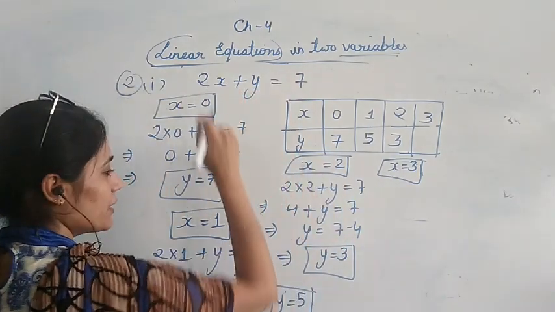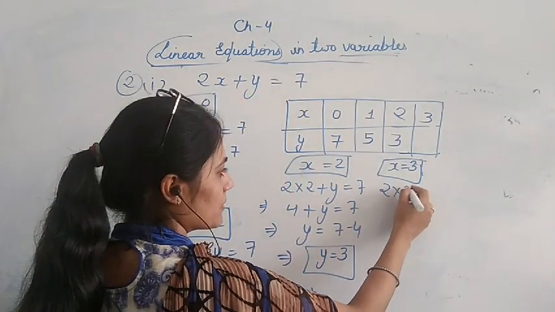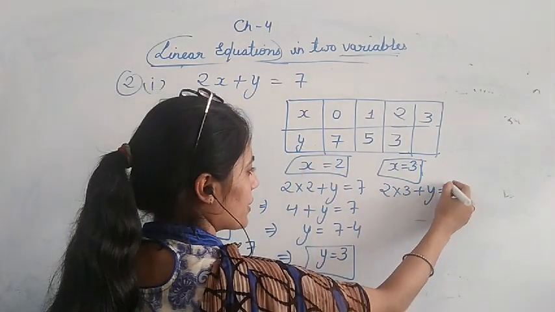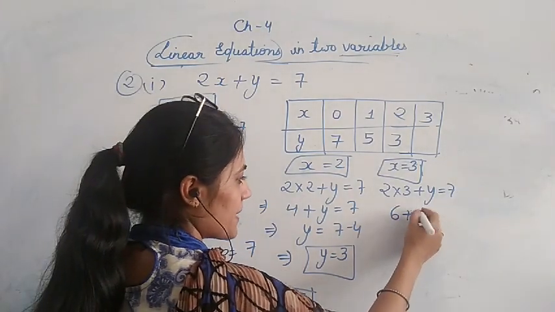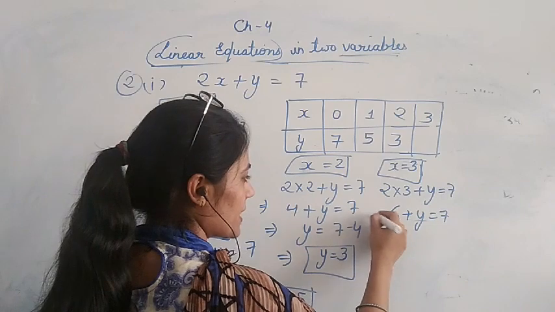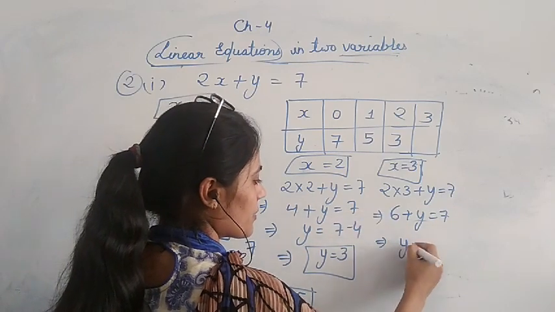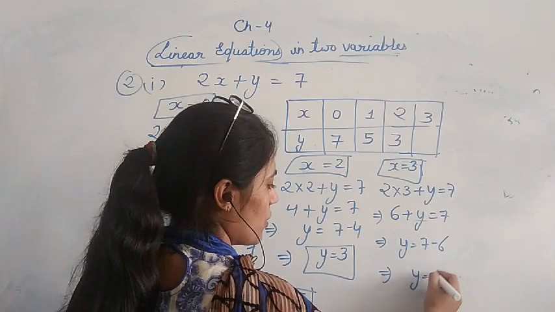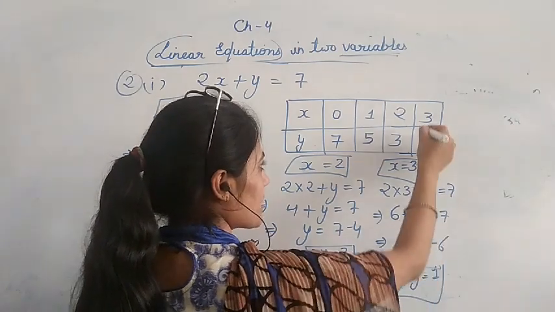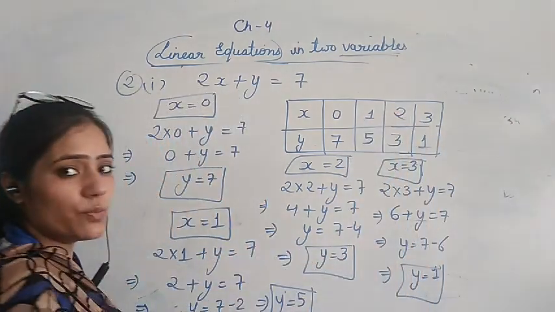When I am putting x value 3, 2 into 3 plus y equal to 7. Okay. 2 into 3, 6. 6 plus y equal to 7. What I get? y is equal to 7 minus 6 by transposing. So y is equal to 1. So when x value is 3, y is equal to 1.